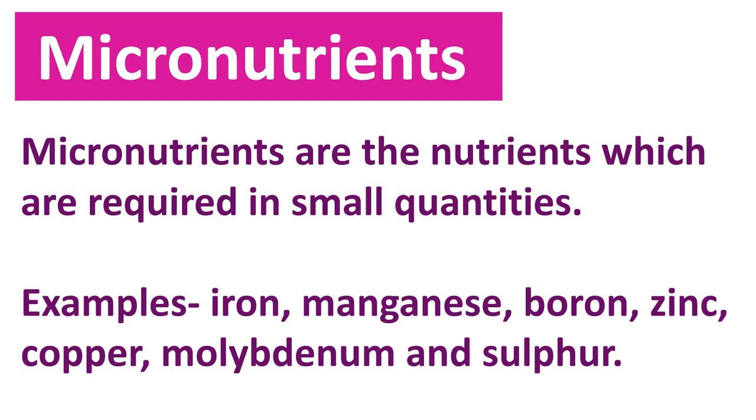And what are micronutrients? Micro means small. Micronutrients are those nutrients which are required in small quantities. They are required in small amounts. And what are the examples of micronutrients? The examples are iron, manganese, boron, zinc, copper, molybdenum and chlorine. There are total 7 micronutrients which are required by the plants.